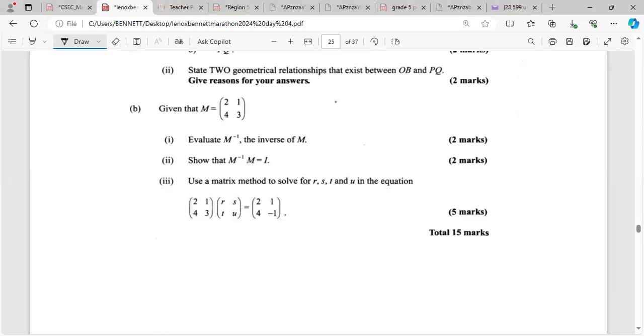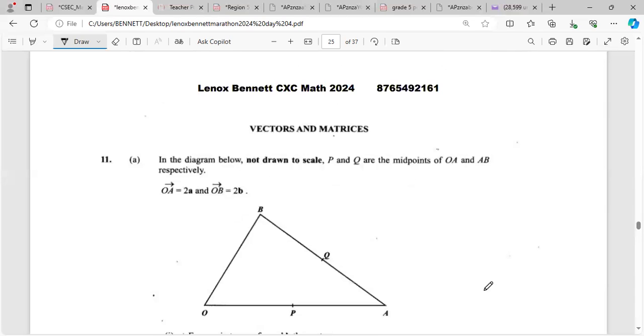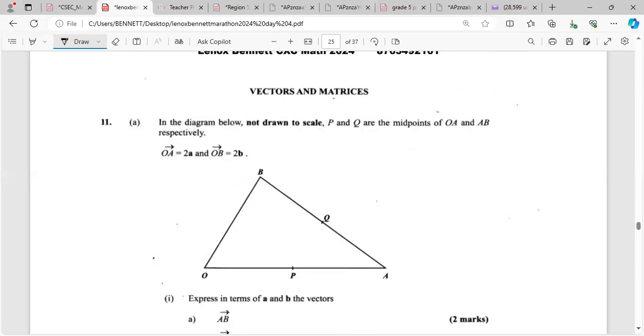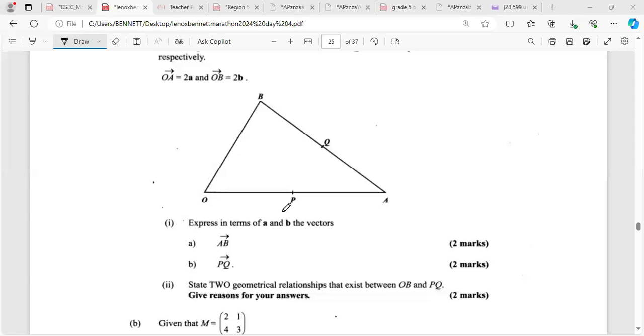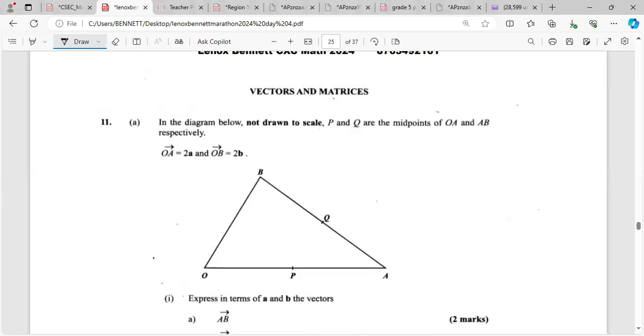So you can read it. And then they ask you to find two things, AB and PQ. I'm going to pause the video and blank the space. Alright, I missed the heading, so go back up right there. In the diagram not drawn to scale, P and Q are midpoints of OA and OB respectively. OA, let me just put that in, OA is equal to 2a.